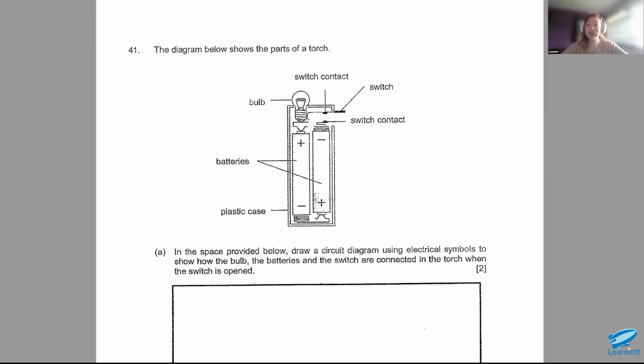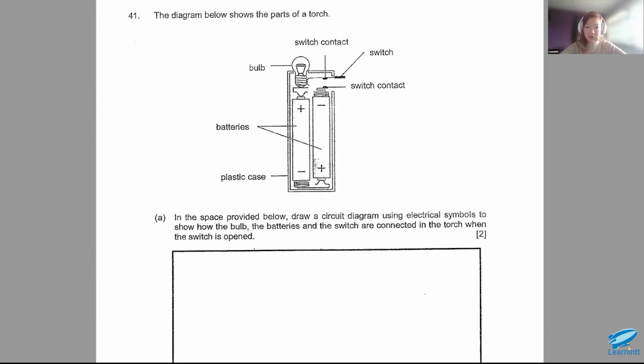Question 41. This is a simple one. The diagram below shows the parts of a torch. So we have the diagram here. In the space provided, draw a circuit diagram using electrical symbols to show how the bulb, the batteries, and the switch are connected in the torch when the switch is open. If you know how to draw electrical symbols, it's easy. The next thing is to figure out how many bulbs, how many batteries, how many switches. And one more thing, how are they connected? Series, parallel, which one? Look back at the diagram here. It is in series.